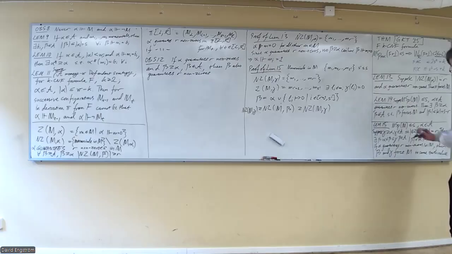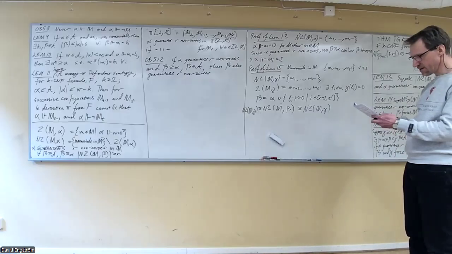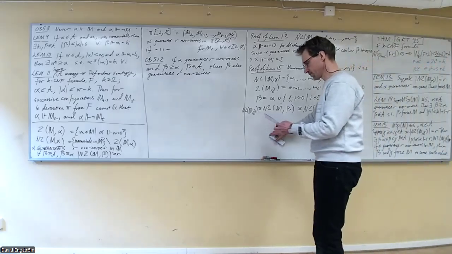Okay. Now the furthermore part, suppose that alpha guarantees R non-zeros.